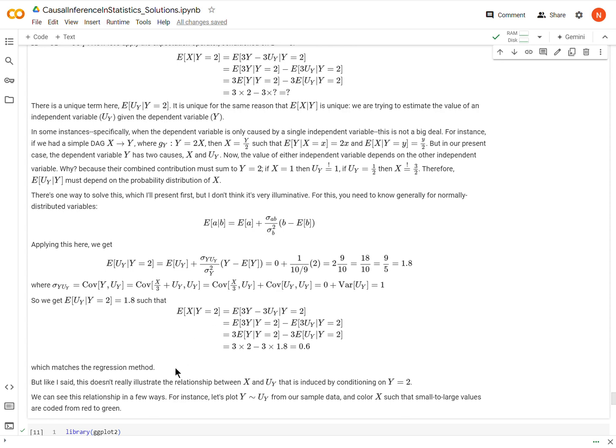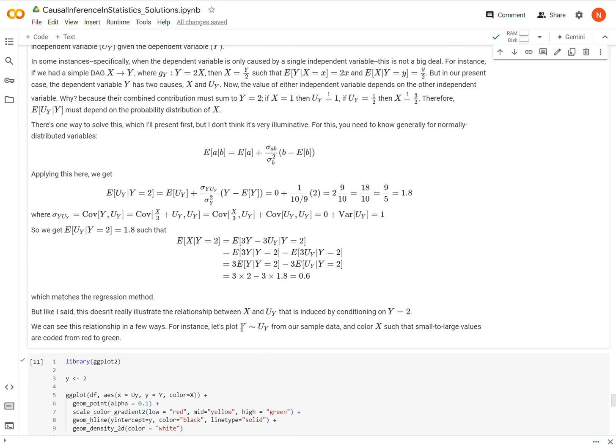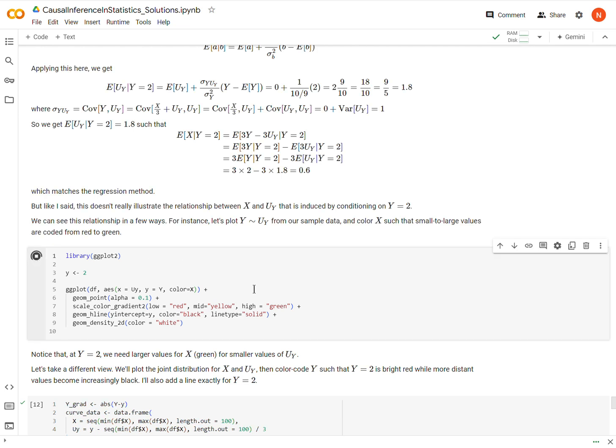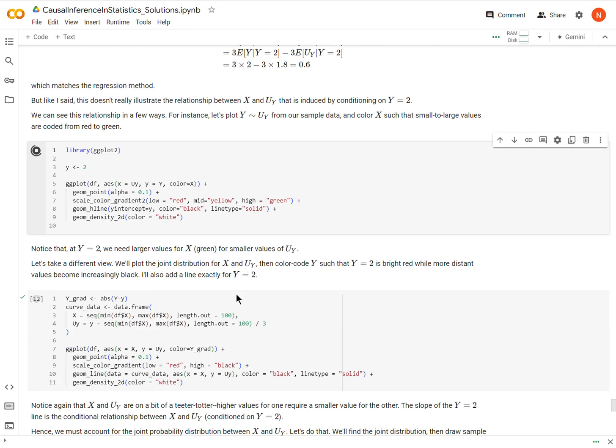We can do this in a few ways, and the first thing that I'm going to do is plot y over top of u of y of our sample data. Remember, we've generated some fake data. Then I'm going to color x such that small values are red and big values are green, and we're going to find a relationship here as soon as this runs.